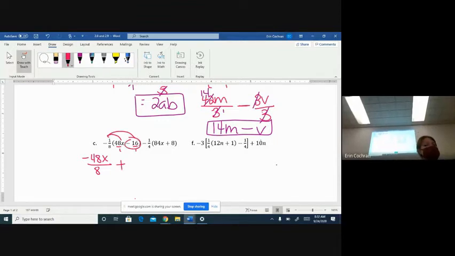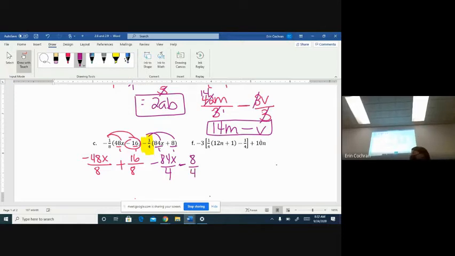Positive, so I'm going to put plus. Okay, 1 times 16 is 16 over 8. Okay. And then here, what am I distributing? A negative 1/4, right? These are over 1. So negative 1/4 times 84 over 1 would be negative 84x over 4. What's a negative times a positive? A negative. 1 times 8 is 8 over 4.